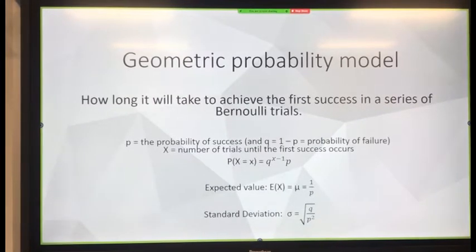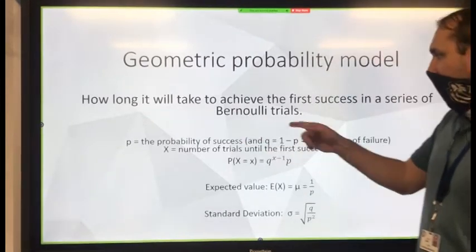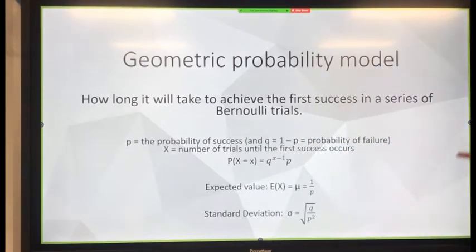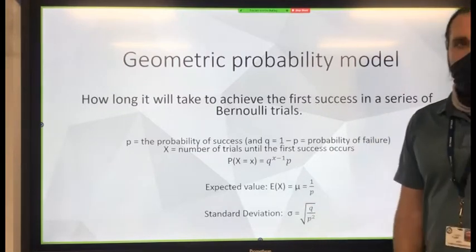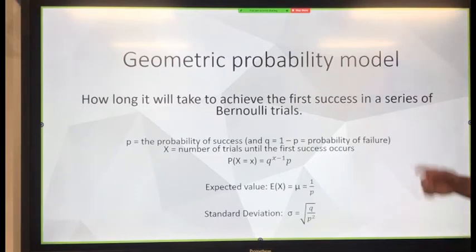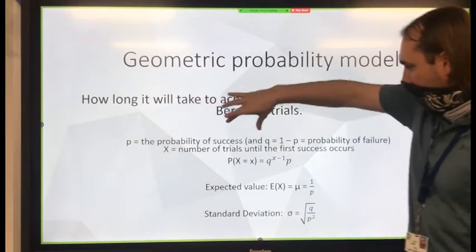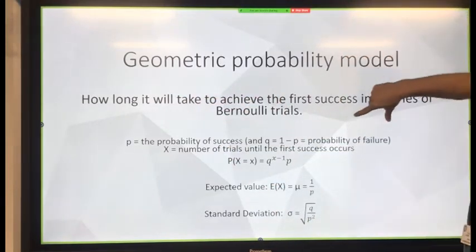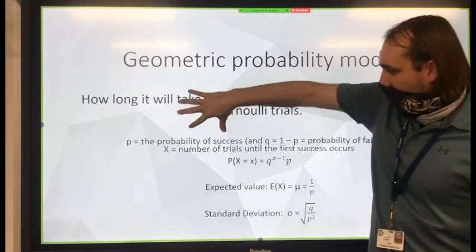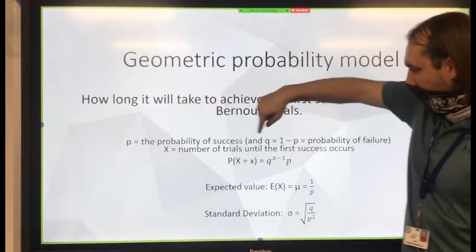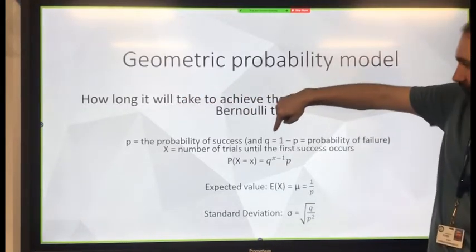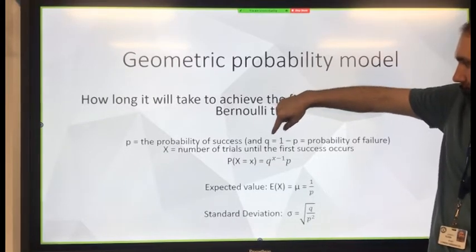Now let's look at the geometric probability model. So the big takeaway for today is how long it would take to achieve the first success in a series of Bernoulli trials. So we want to know, when am I going to get my first yes? Or when am I going to get my first whatever I'm looking for? The equation looks like this, where P is the probability of success and Q is the probability of failure. So notice, once I have my probability of success, I subtract it from 1. That gives me my probability of failure, Q.